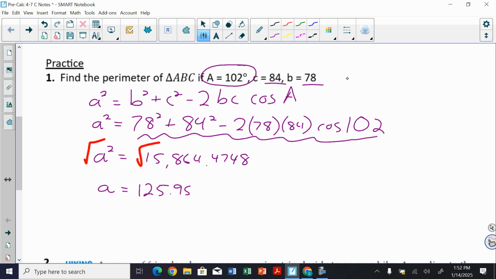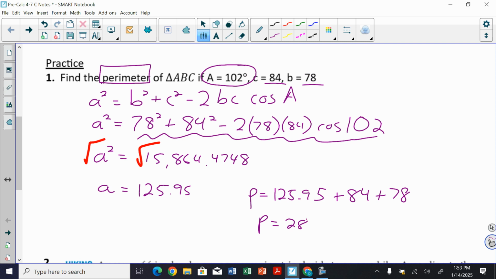Okay, but remember they wanted the perimeter. So that means we're going to have to add up all those sides. So the perimeter is going to be a plus b plus c. So if I take 125.95 plus 84 plus 78, that'll give me the perimeter. And so our perimeter is going to be like 287.95. Or I guess if you round it, it'd be 288 units.